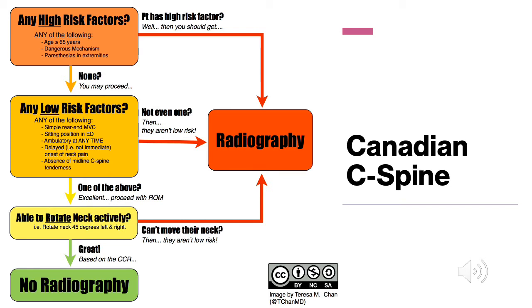So if they don't have any of those, then they're not actually low risk, so they're going to get a C-spine CT. If they do have one of the above, then you can proceed with more of your physical exam where you ask the patient to rotate their neck. If they are able to rotate their neck 45 degrees to the left and right, then they are in good shape and they don't require any C-spine imaging based on the Canadian C-spine rule. But if they can't move their neck, then you're going to get a C-spine CT.